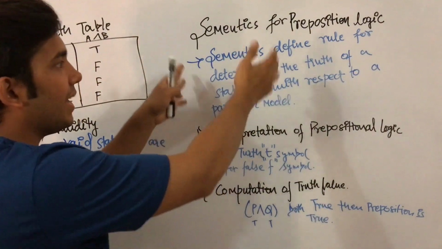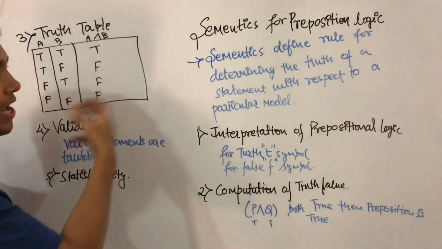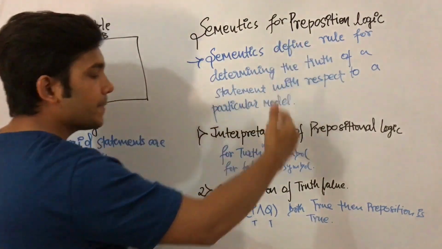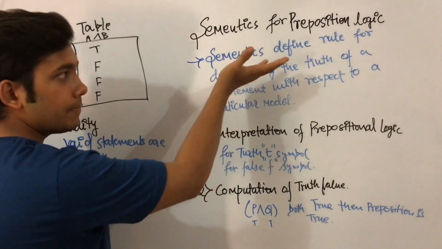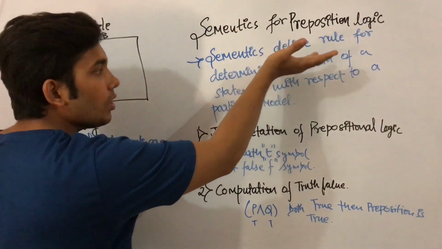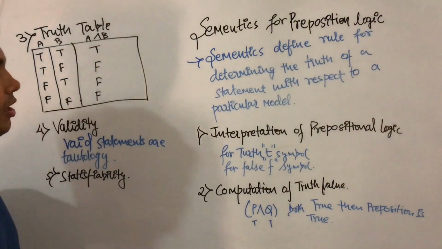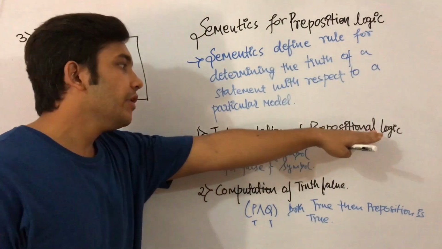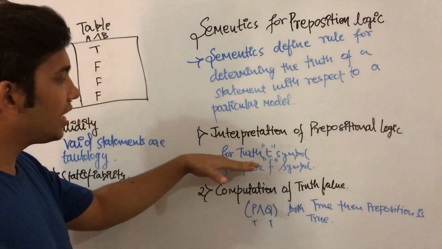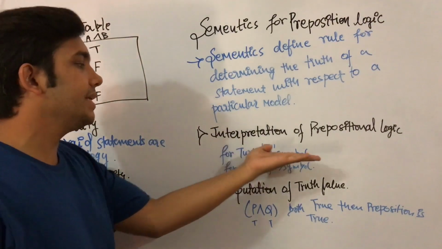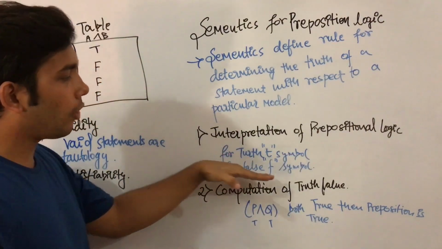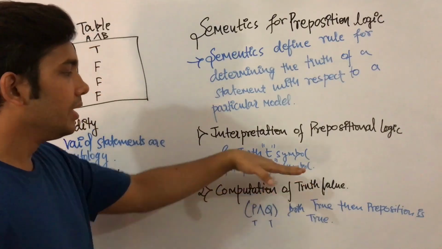So how does this semantics work? It works in 5 steps, or you can say there are 5 different rules which make this semantics for determining the truth of a statement. First, interpretation of propositional logic. Like for a true statement, the T symbol is used, or for a false statement, the F symbol is used.